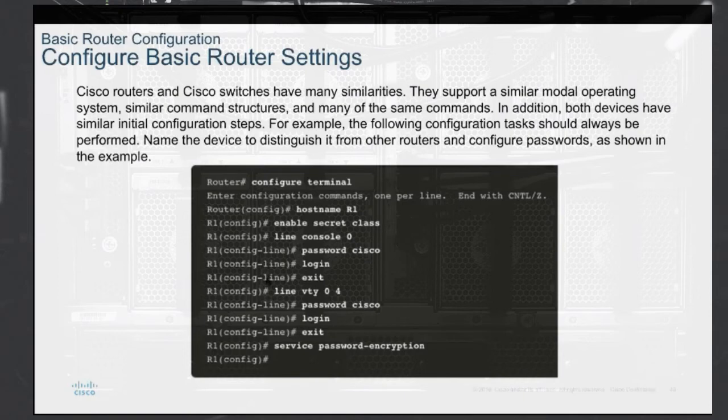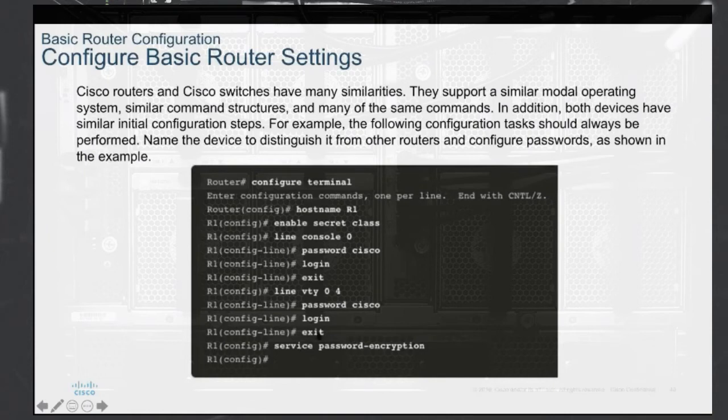And then these: line console 0, password Cisco, login and exit. These are to access the user executive mode. You should know this from your introduction to networks. Then we do the virtual terminal lines from 0 to 4. We could also do from 0 to 15. To access these lines, the password should be Cisco and then the login. If we don't have the time now, otherwise I will show you.